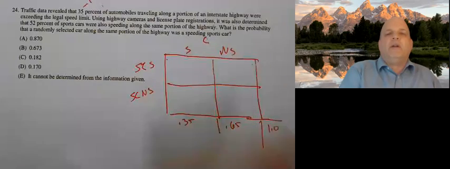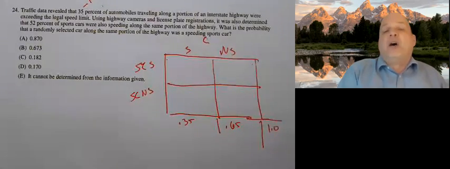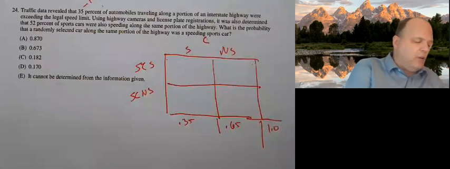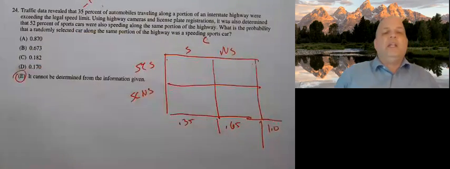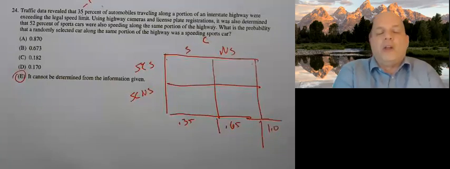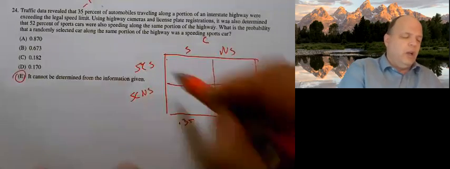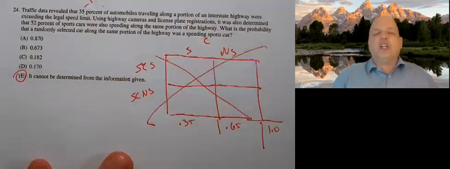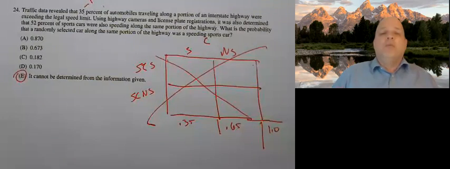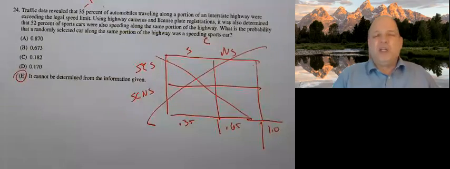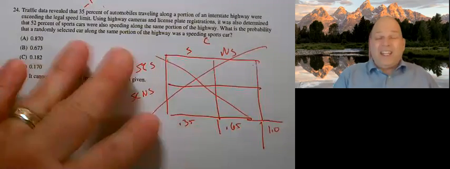And because I don't know the proportion of cars on a highway that are sports cars, I can't do this problem. I would need to know the proportion of cars on the highway that are sports cars in order to do this problem. Tricky problem. They wanted to set you up, but since you don't know the proportion of sports cars on the highway, you couldn't do it. If they had given you that, you could use the table and solve it.